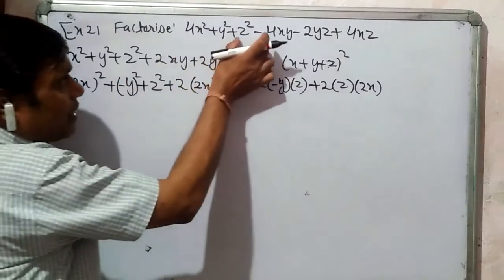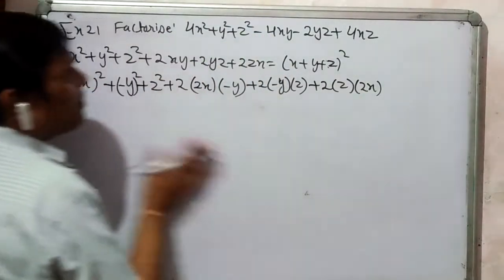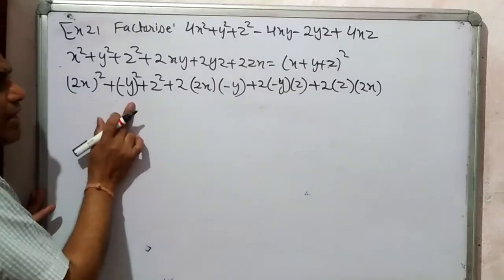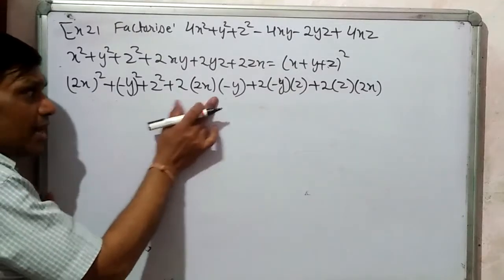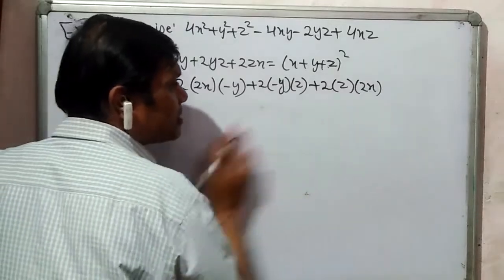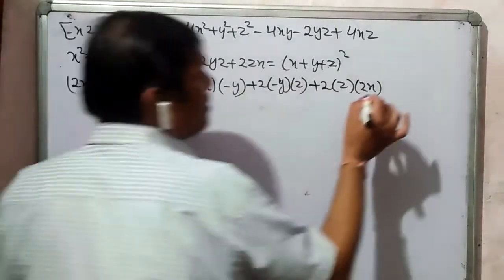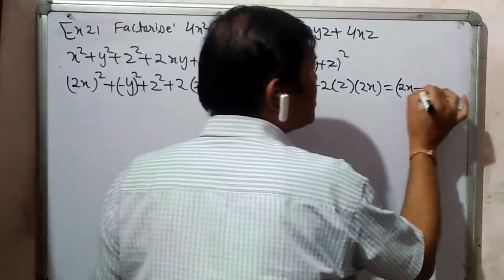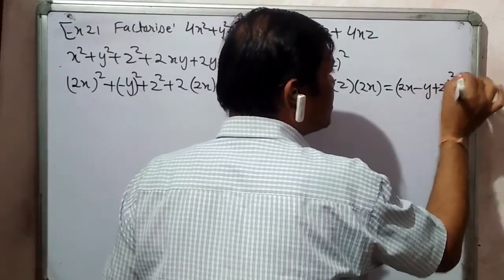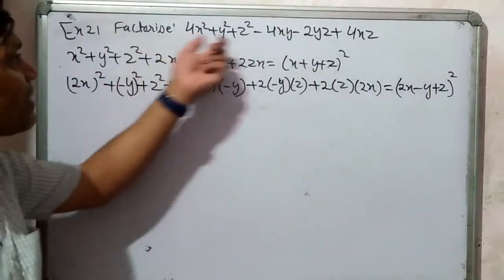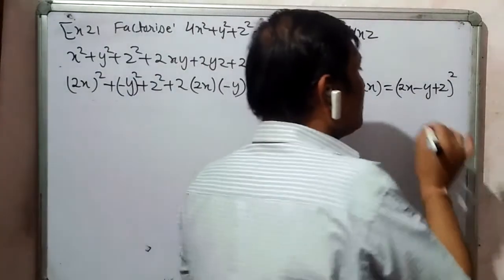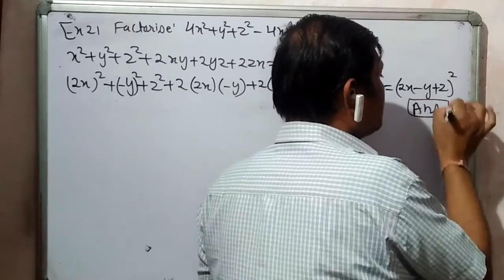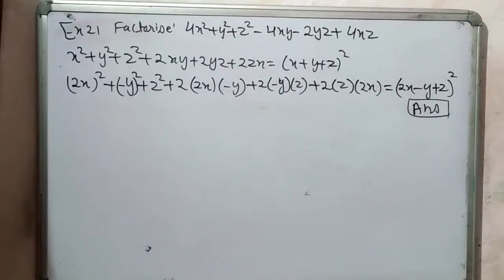So we have converted the given expression in identical form, in the form of the identity x square plus y square plus z square plus twice xy plus twice yz plus twice zx. And this I can write as equivalent to x plus y plus z whole square. X is 2x, y is negative y, z is z. So our factorization of this, the answer will be twice x minus y plus z whole square. The important thing in this is identifying the negative term.